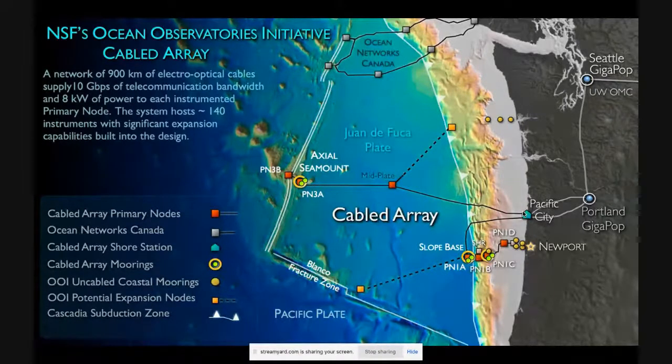You can see that the cables come off of Pacific City, Oregon. They're buried out to 1,500 meters water depth. And we've got two main cables: the northern line that runs out to the convergence zone between the Juan de Fuca plate and the Pacific plate, and the southern cable that comes out, wraps around, and comes up the continental slope.